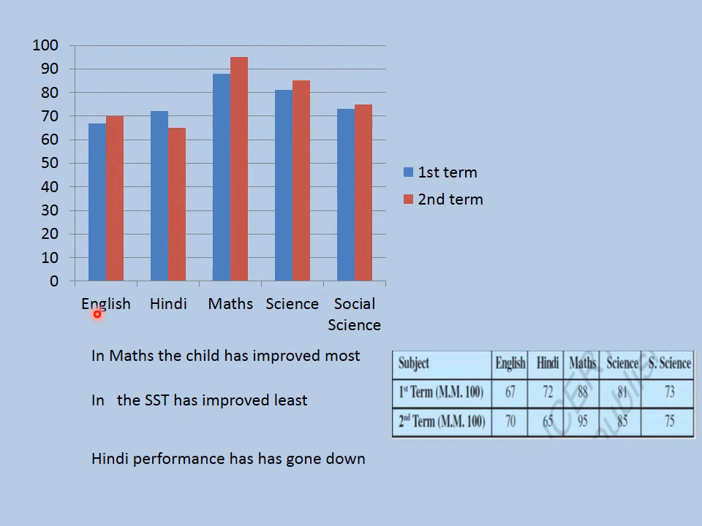Let us also look at the bar diagram. In the first term he got 72 and in the second term the red bar has become lower. So in Hindi the child did not perform well in the second term. Okay.